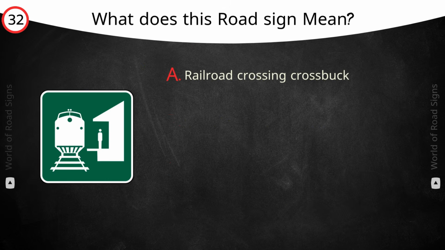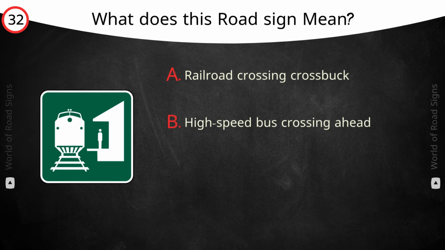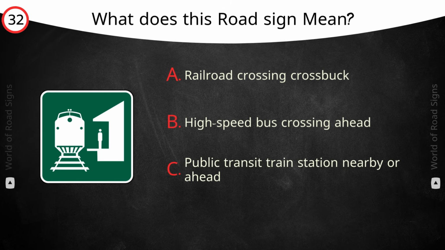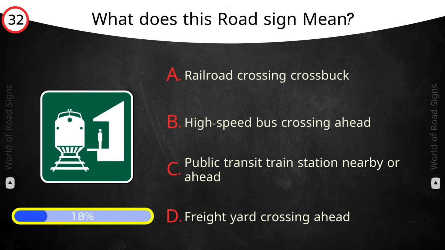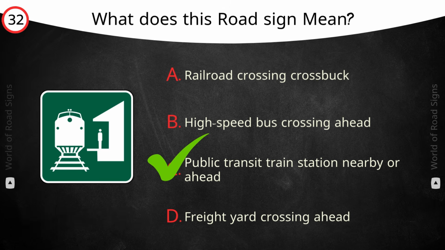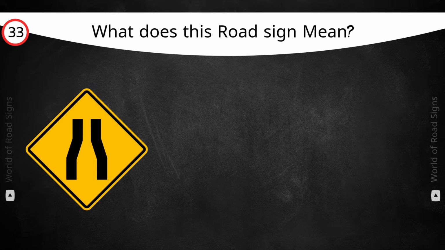Question 32. This sign means A. Railroad crossing crossbuck. B. High-speed bus crossing ahead. C. Public transit train station nearby or ahead. D. Freight yard crossing ahead. The correct choice is option C. Public transit train station nearby or ahead.